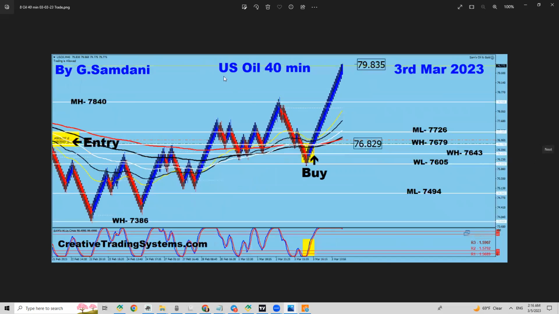And the last but not the least is the US oil. On a 40-minute chart, you can see from 76.82 to 79.83. Long entry, and it went up all the way. Right, so these are the few trades.